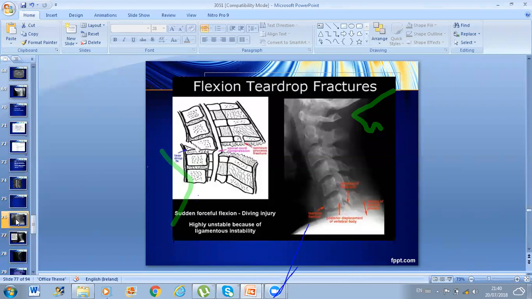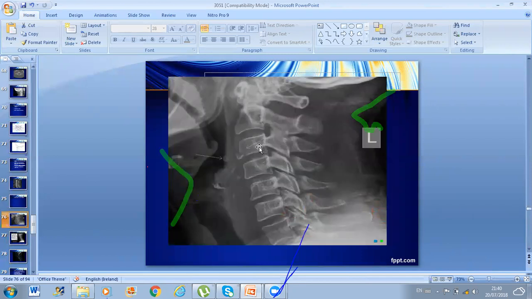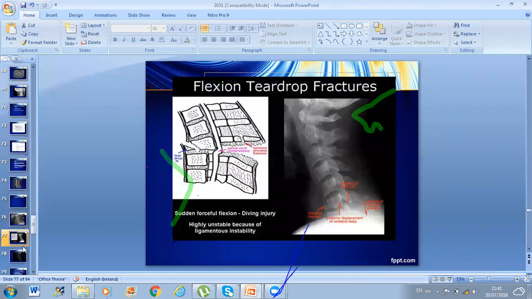I will just go again to see this X-ray. Just see this X-ray and don't miss it. Because in accident and emergency, they will discharge the patient and you will see the patient the next day, and most of the time neurology is there, but you have to examine.